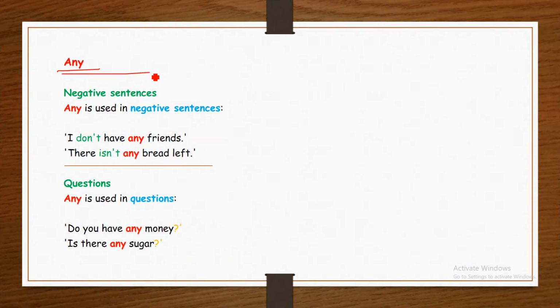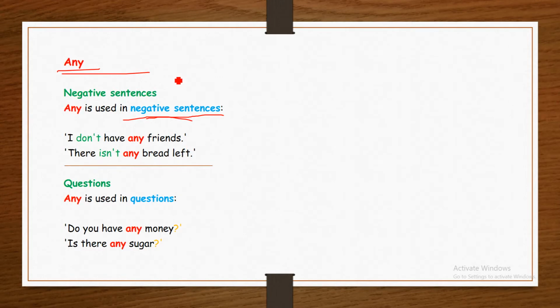Any. Any is used in negative sentences and question sentences. For example, I don't have any friends.